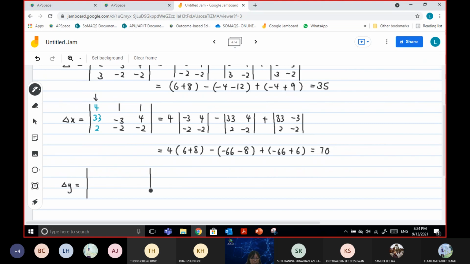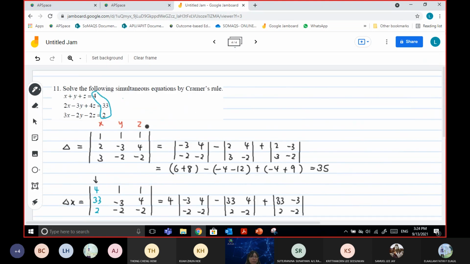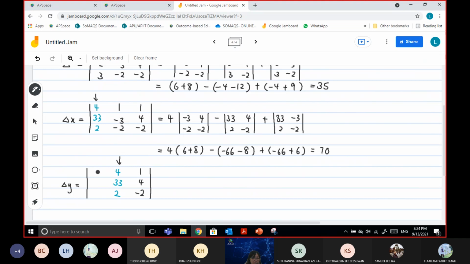And this time we substitute the second column. Okay, second column for the values of 4, 33, and 2. So the first and third columns will remain. So your first column, which is 1, 2, 3.